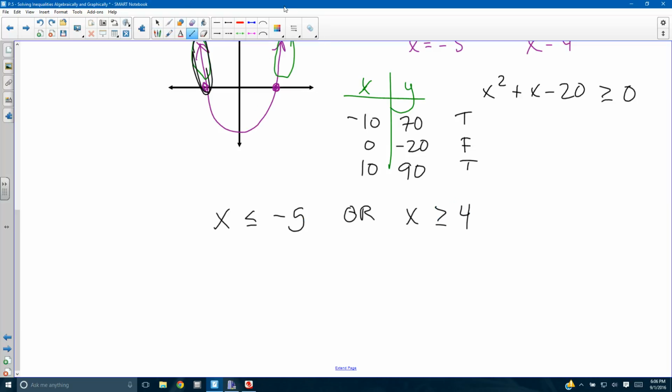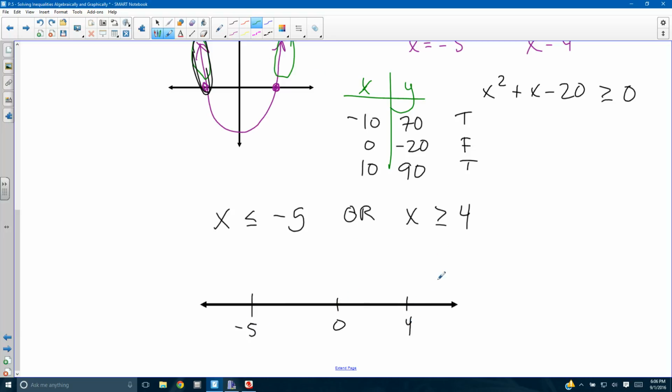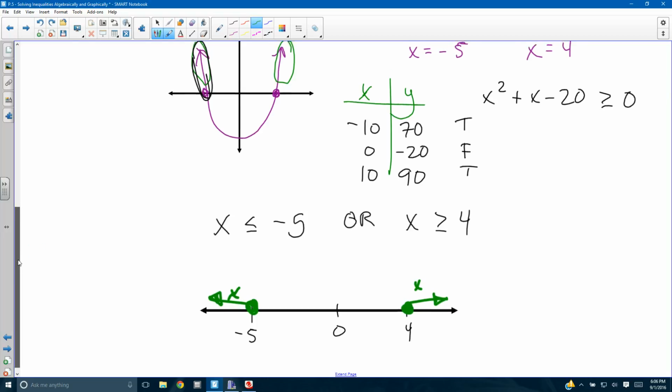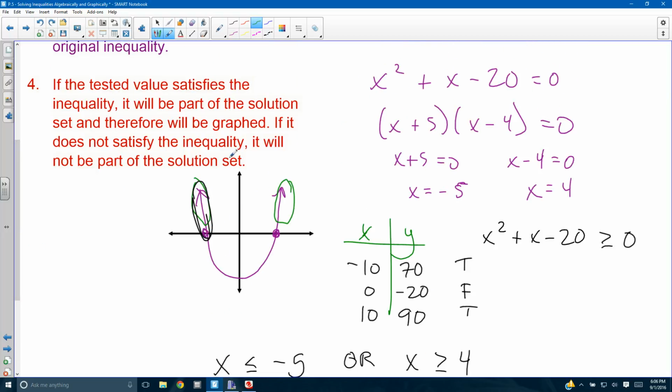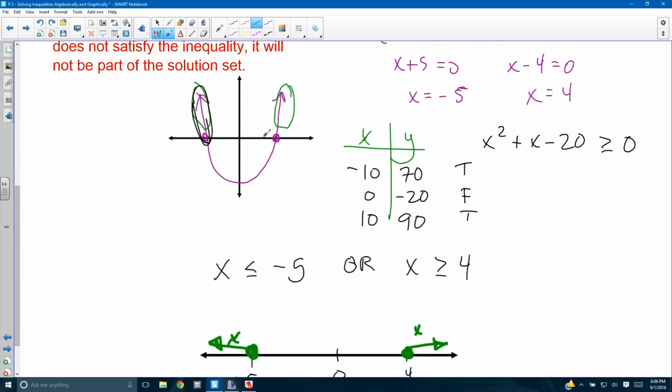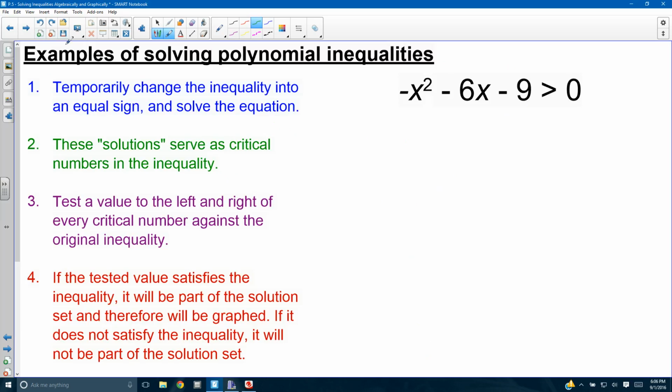So as we graph it, there's no reason to test 0 because we just did it. Here's -5, here's 0, here's 4, here is x, including that value and including that value. Awesome. So hopefully you're getting the gist of it. You're finding your zeros, you're testing against 0 based on the inequality that's stated, and you're trying to see which ones will satisfy the inequality.